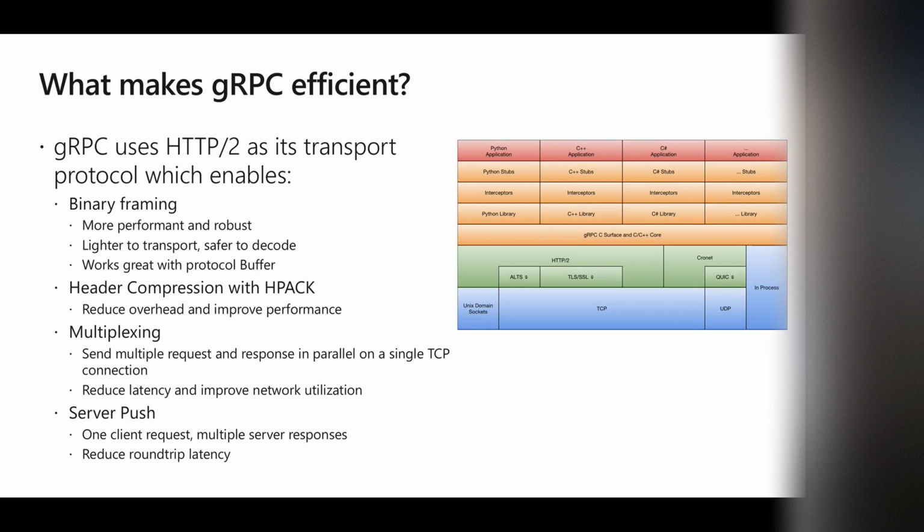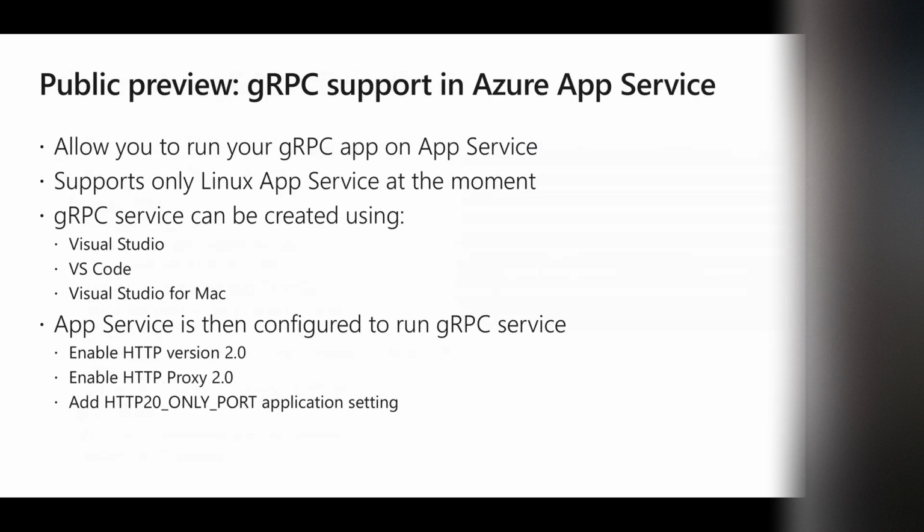Just a quick heads up: I'm going to be doing the demo in Visual Studio just for the ease of it. You can use Visual Studio Code and Visual Studio for Mac to create gRPC services in .NET Core. And yes, I'm going to be using .NET Core 6.0, since that's where the support is. You can use any of the tools, but I'm going to be using Visual Studio.